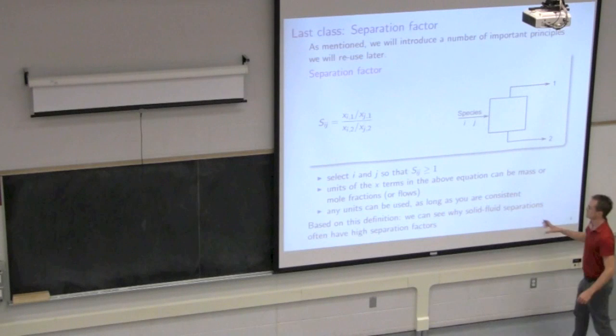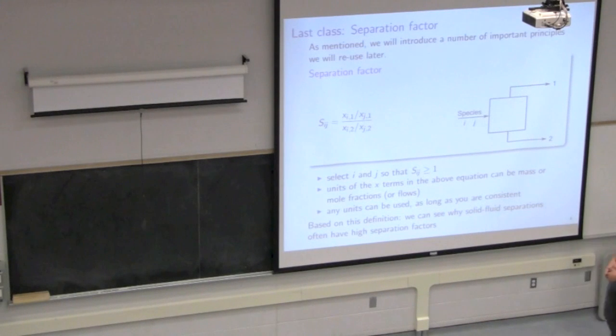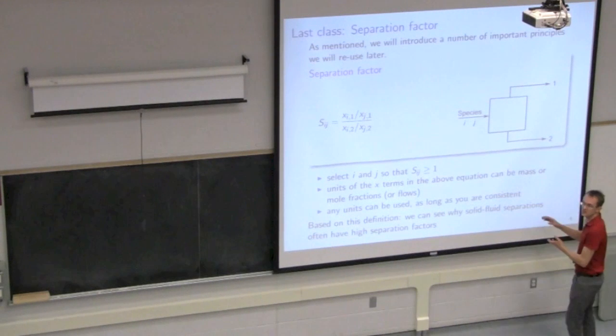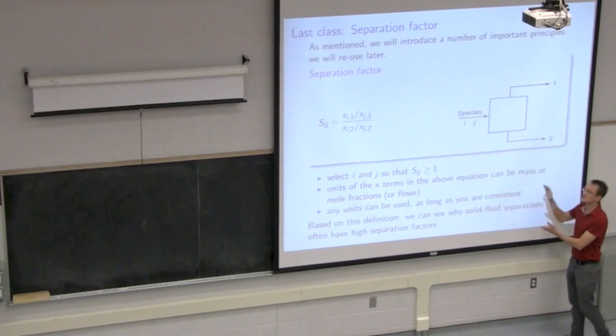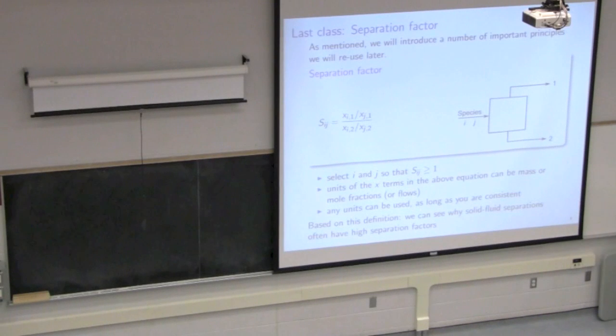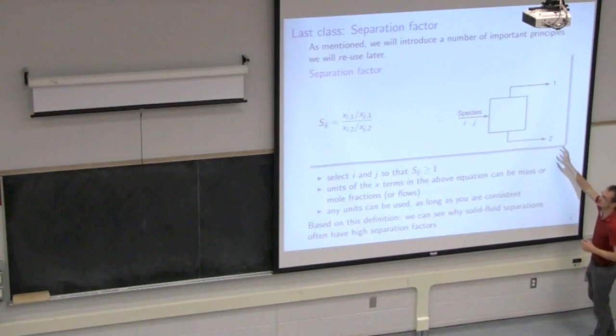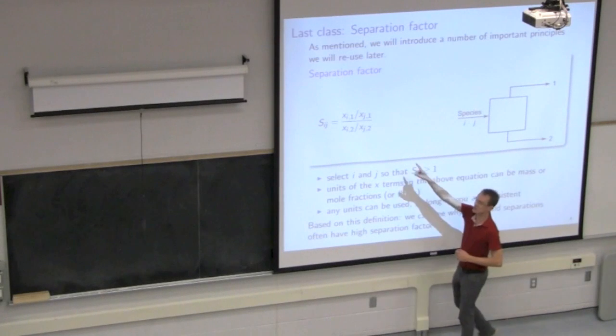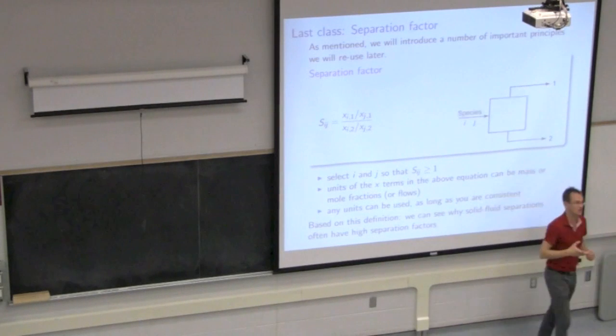Now, I asked you last time to consider this last statement written over here: why solid-fluid separations have very high separation factors? So you can easily try out that equation with a solid-fluid separator that has a good separation. So what do we mean by a system that has good separation? What would we see coming out in one and coming out in two? Well, a system that has really good separation, one will be mostly I and two will be mostly J. So if you make an assignment where stream one is mostly, for example, species I and stream two is mostly species J, substituting values into that equation, you can show to yourself that you'll get a very large Sij value.